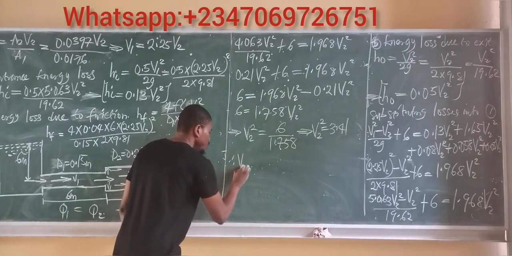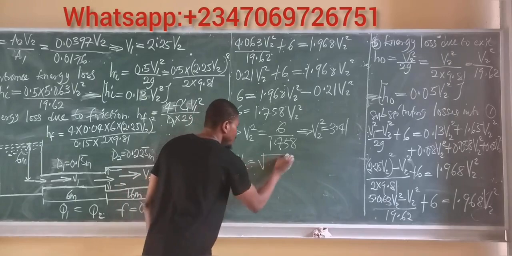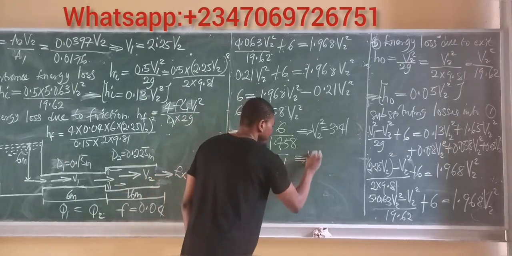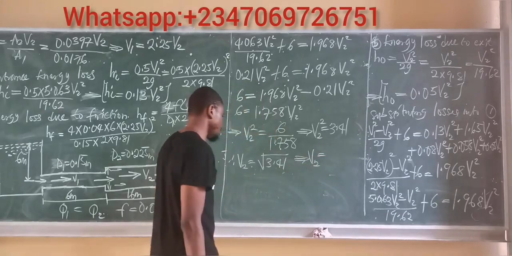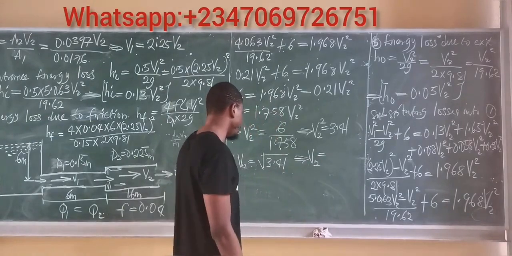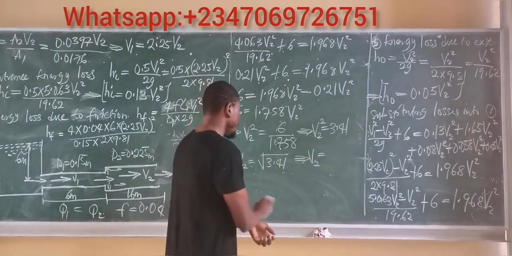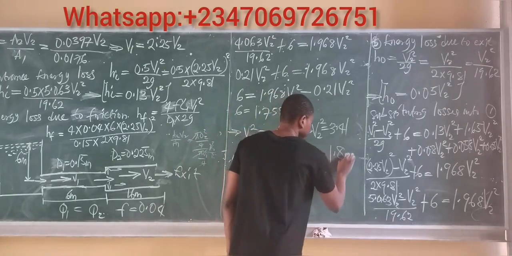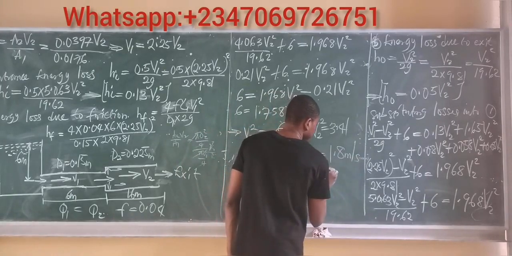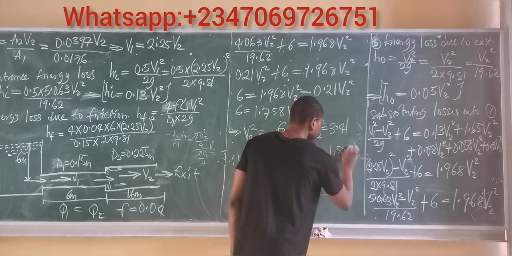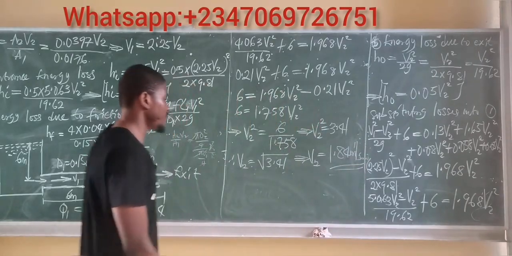Therefore, V2 is equal to the square root of 3.41. This implies that V2 is equal to what? The square root of 3.41 is 1.84 meters per second. So this becomes V2.